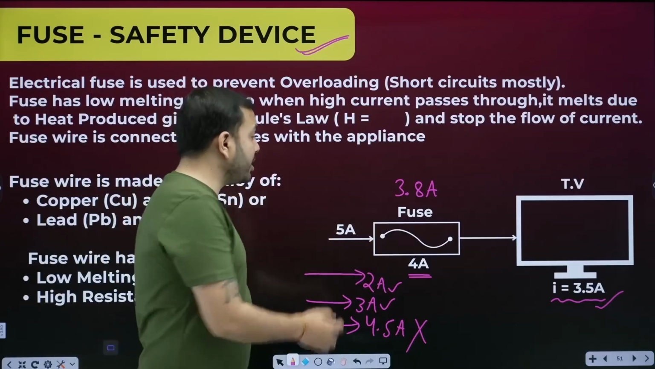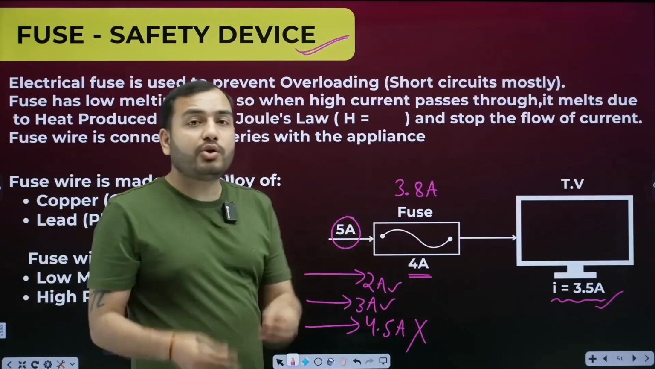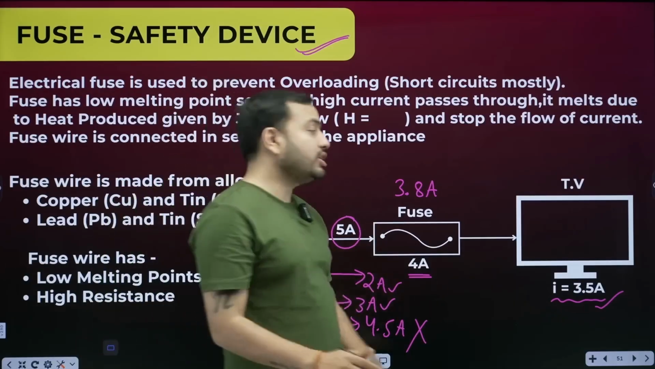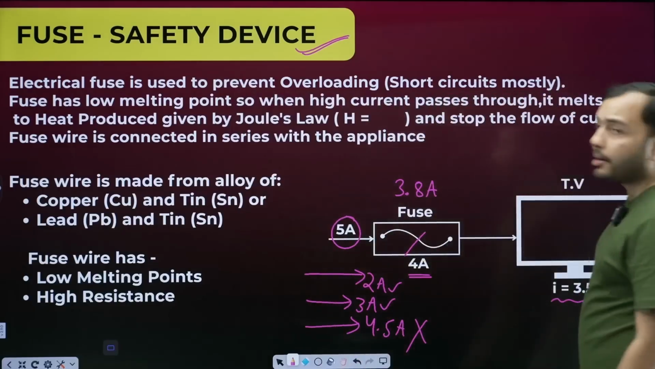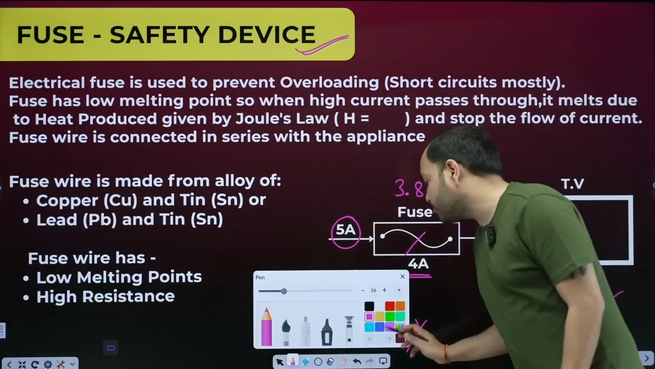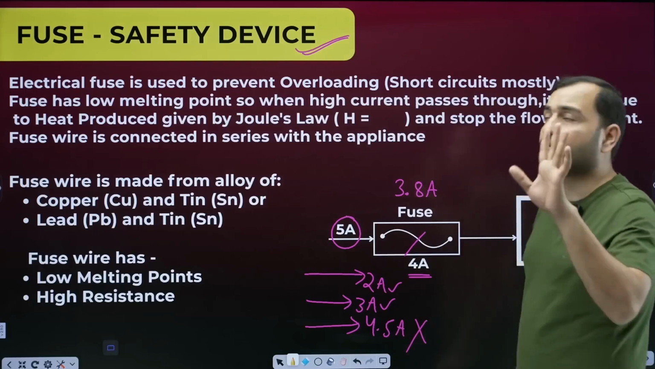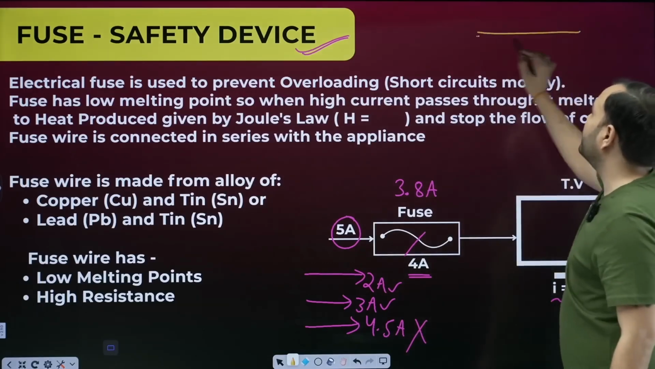As soon as current above 4 ampere came, like 5 ampere, this fuse wire will burn out. The function of a fuse is to burn out. It will die itself, it will save the TV. How does the fuse wire die? Which concept is it based on? Heating effect of current.